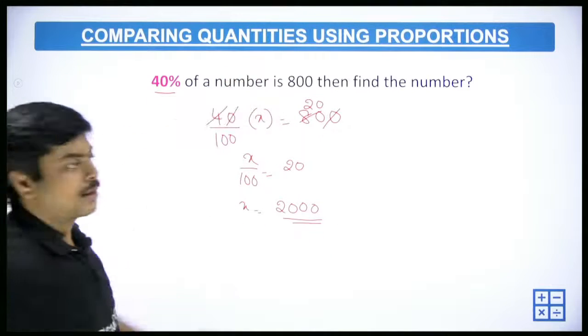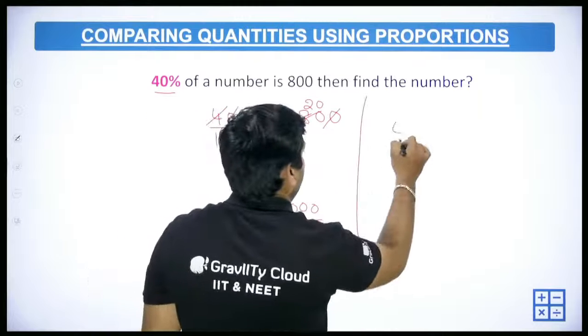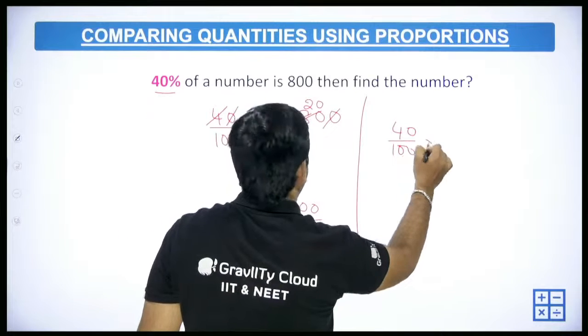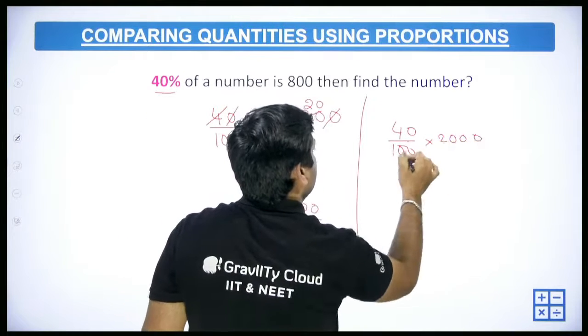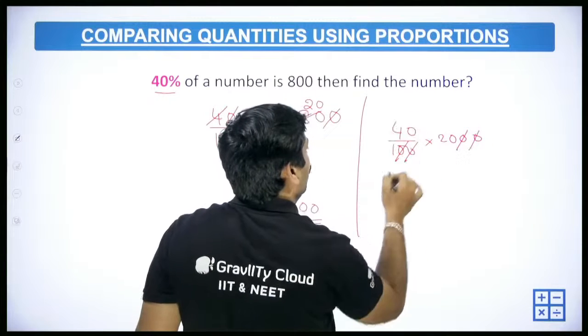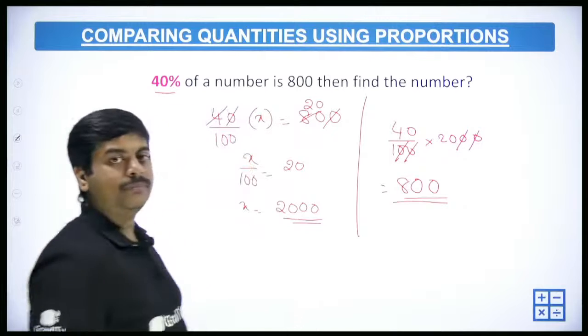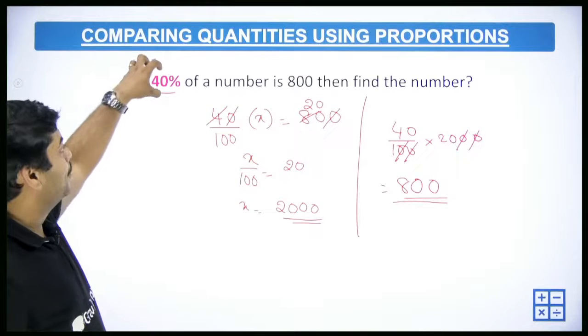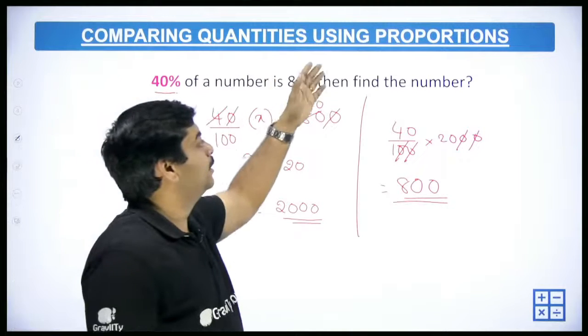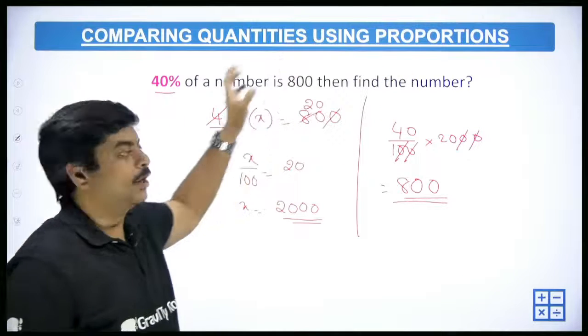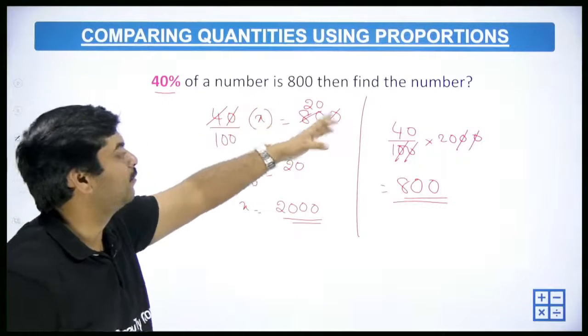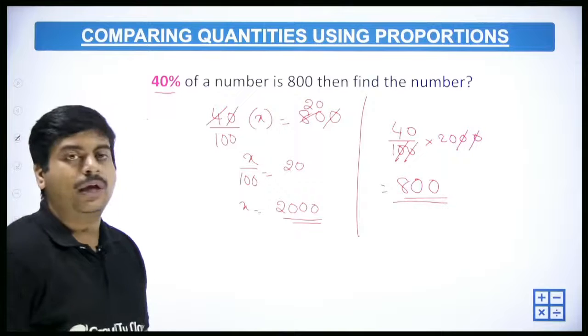Let's verify that. 40% of 2000, the 0s get cancelled. 4 into 2 is 8, and 0 0, so it is 800. Once again, 40% of a number is 800, then find the number. That will give you 2000 rupees.